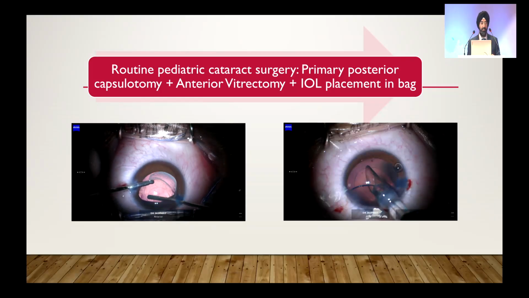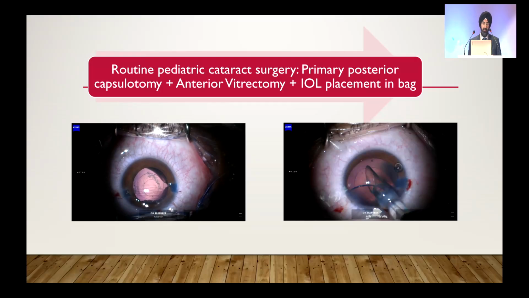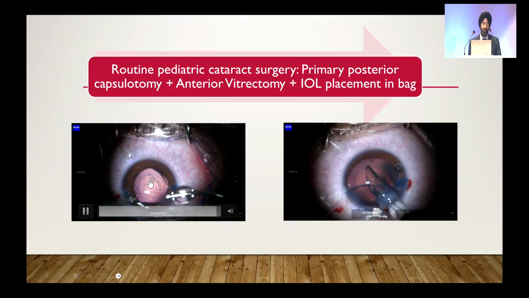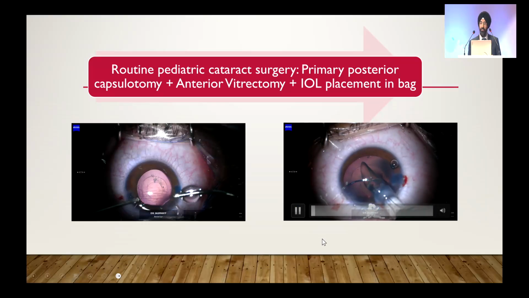We stained here with triamcinolone, just to stain the vitreous, because you need to do the anterior vitrectomy. Once you've done an adequate anterior vitrectomy, that is the time when you see you now have a nice anterior opening and a posterior opening. What you do next is implant the IOL in the bag.